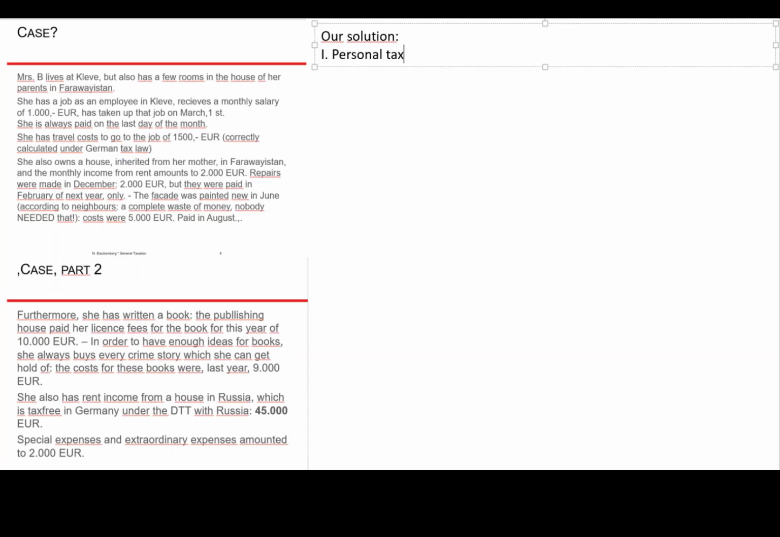Personal tax liability. That's a clear thing. Relatively simple. Sorry, that's PowerPoint. Not always the best. What's going on here now? Our solution. Sorry, something I made wrong. She's a natural person. So ESTG applies.